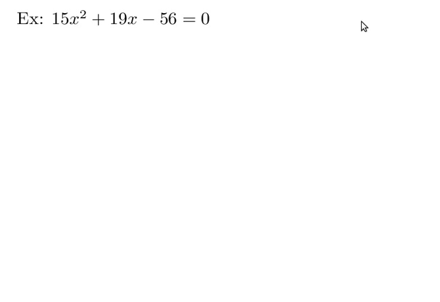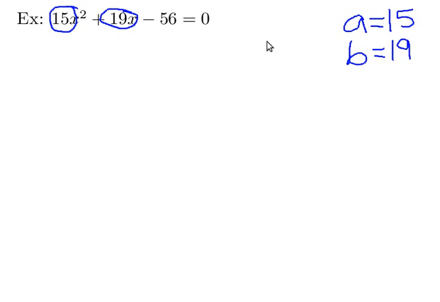I'm going to try to give myself a little bit of extra room this time. A, in this case, is going to be 15. B is going to be 19. And C, don't forget the negative here, it's going to equal negative 56. Every example I've had has C be a negative number, but any one of these could be negative. Now, if A is negative, then it'd be a little bit easier to multiply across by negative 1 on both sides just to make A positive, but you don't need to. So, A is 15, B is 19, C is negative 56.